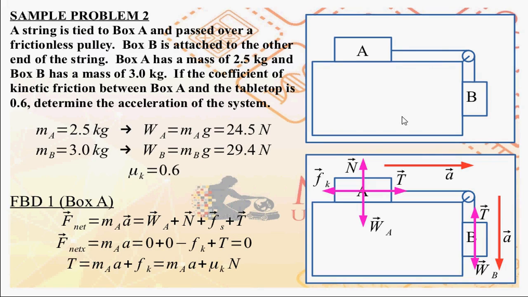But this time, not only is the mass of box A given, 2.5 kilograms, the mass of box B is also given, 3 kilograms. And you are asked to determine the acceleration of the system. So this time, the system is accelerating, as opposed to the previous sample problem, where the system was in equilibrium. If the coefficient of kinetic friction between box A and the tabletop is 0.6, determine the acceleration of the system.